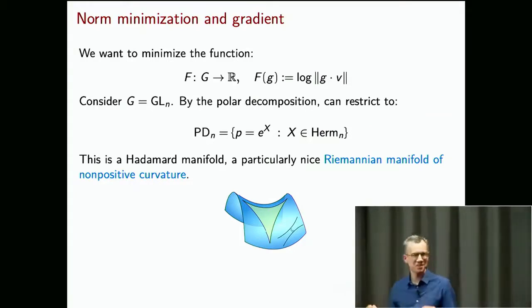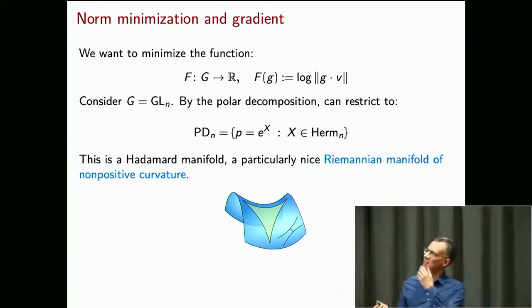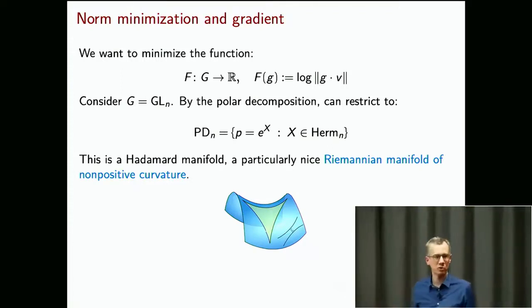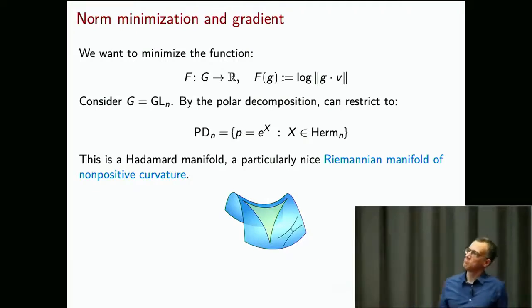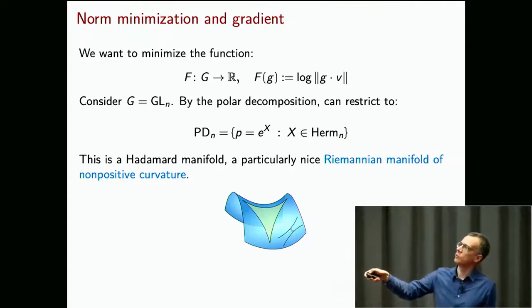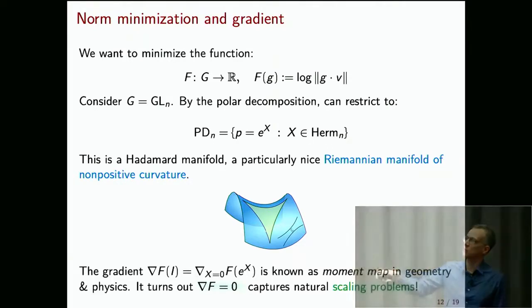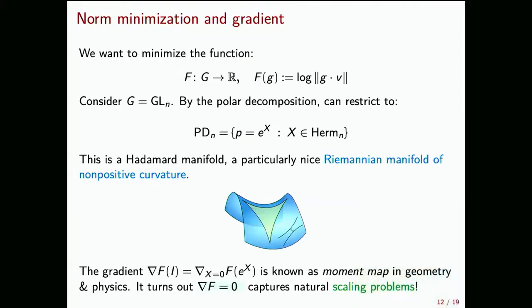It's very symmetric, it's even called a symmetric space. But one interesting thing is that it's not flat, unlike Euclidean space; it has non-positive curvature. We can also use this change of variables to define the gradient. We can define the gradient of our function simply by taking the gradient with respect to x. Then we can make more precise what I said before, that setting the gradient to 0 captures these scaling problems, just as an aside.